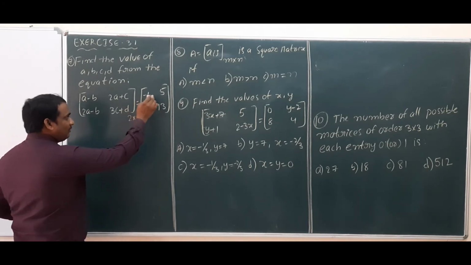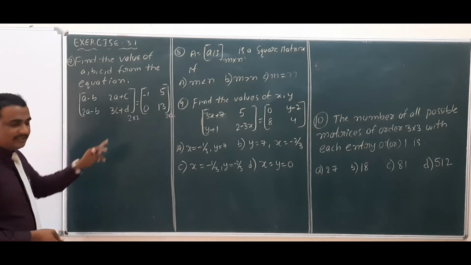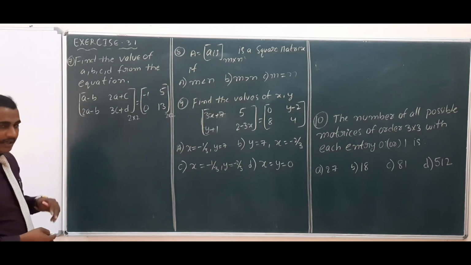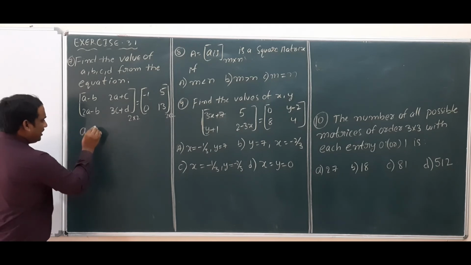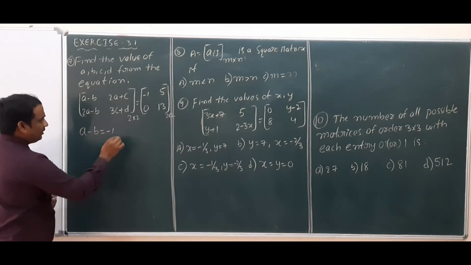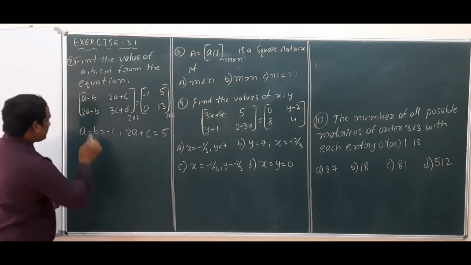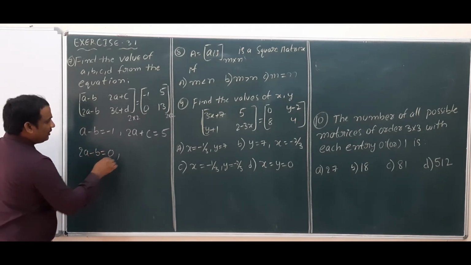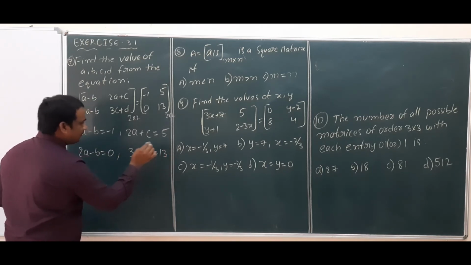On the right side, minus 1, 5, 0, 13: first row, second row, first column, second column. Here also a 2 by 2 matrix is given. Both matrices' order is the same. Now what do you have to do? Corresponding elements you have to equate, matrix A to matrix B. First, a minus b equal to minus 1. Next, 2a plus c equal to 5. Next, 2a minus b equal to 0. Next, 3c plus d equal to 13.